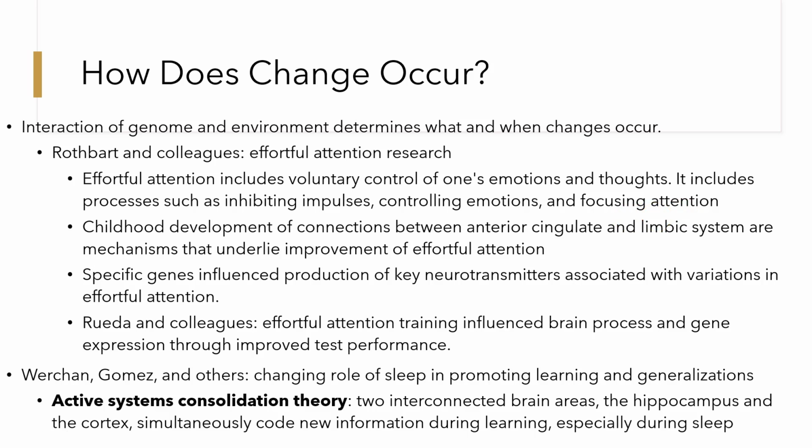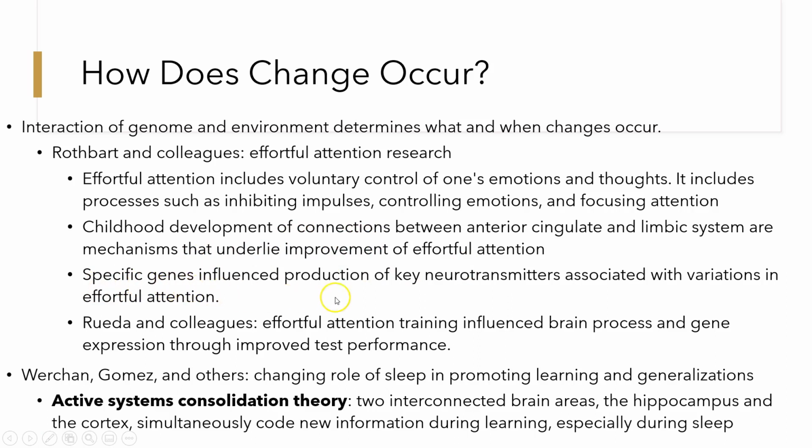There are so many things going on around you, wherever you happen to be, and small children, their attention is everywhere. You can't focus them, right? But being able to focus your attention on what's important is key to effortful attention. And we find that childhood development of connections between brain areas, the anterior cingulate and the limbic system, are mechanisms that underlie improvement of effortful attention. So we see brain changes.